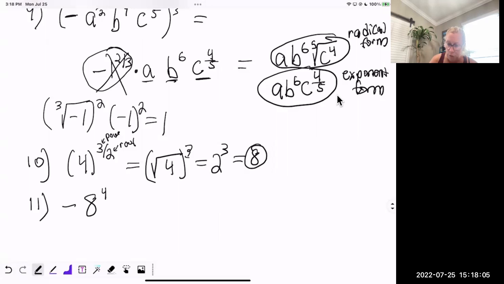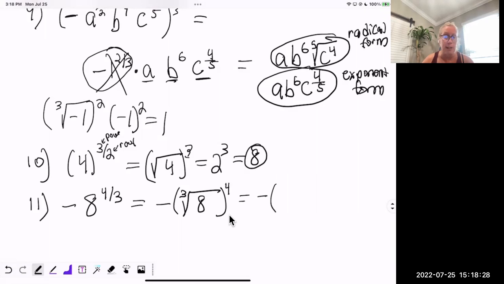-8 to the 4/3. Now, negative is not in parentheses, is it? Nope. So negative is just hanging out in front. So negative, I'm going to rewrite this as the cubed root of 8 to the 4th power. Now we're going to simplify. Negative, parentheses, the cubed root of 8 is 2, to the 4th power. Notice how the negative is just hanging out. And 2 to the 4th power is 2 times 2 is 4 times 8, -16.